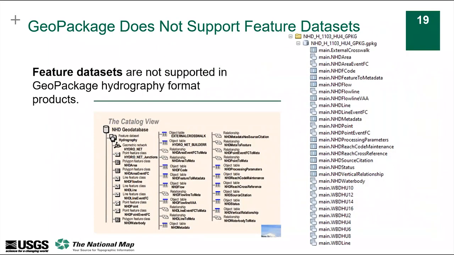GeoPackage does not support feature datasets. Geodatabase products contain feature datasets, which are an Esri construct. The picture below shows the catalog view for the NHD geodatabase. Hydrography and WBD feature datasets exist in the NHD geodatabase data. These will not be present in the GeoPackage data.